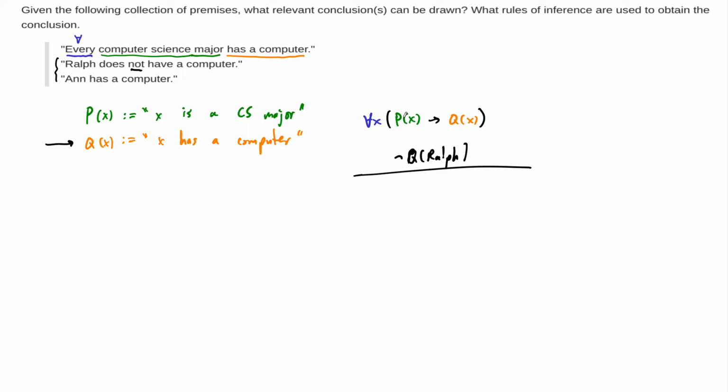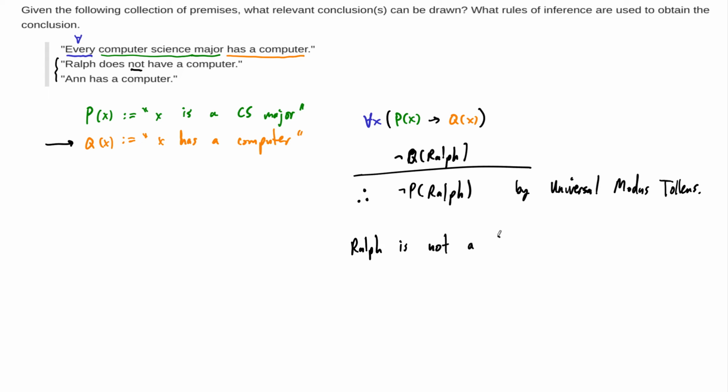And the conclusion then, based on that mode of reasoning, or that rule of inference, is that not P of Ralph must be true, right? So we can conclude not P of Ralph, and this is done by universal modus tollens, however you want to pronounce that. And not P of Ralph means what? Well, if Ralph does not have a computer, then Ralph is not a computer science major, right? So Ralph is not a CS major. That's our conclusion in plain English, right? But this is our logical argument set up right here.